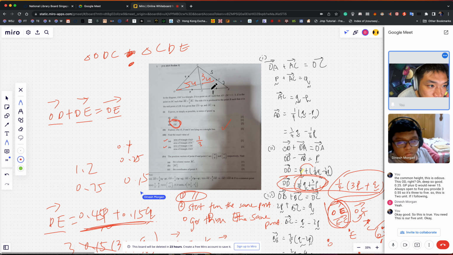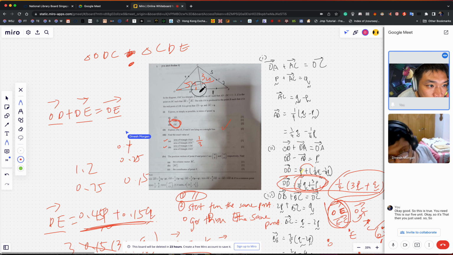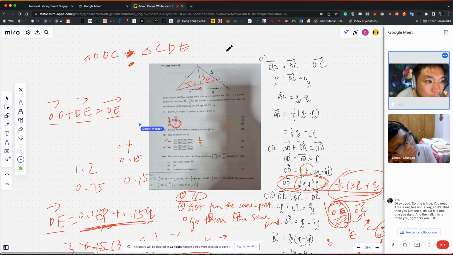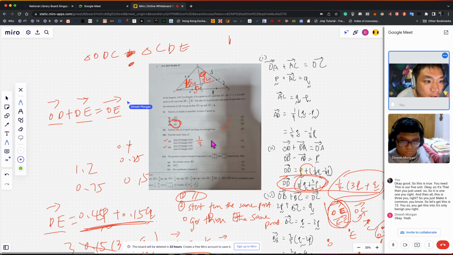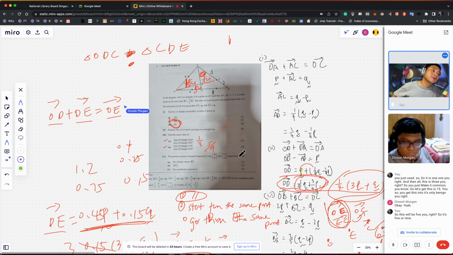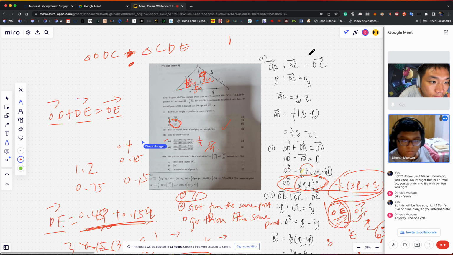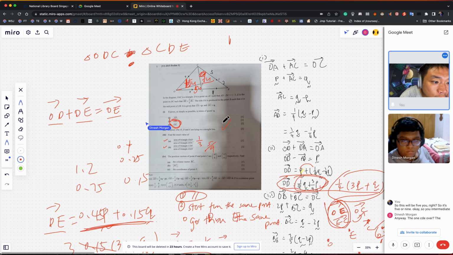So area OAD is 1U, and ODC is 3U. You just make it common, so basically this is 15U. If you get this into 15U, this one will be 9U, and this will be 5U, so it's 5 over 9. So you need to use the intermediate. CDE over ODC should be 9 over 5. Oh, 9 over 5, yeah. Just have to be careful about this.